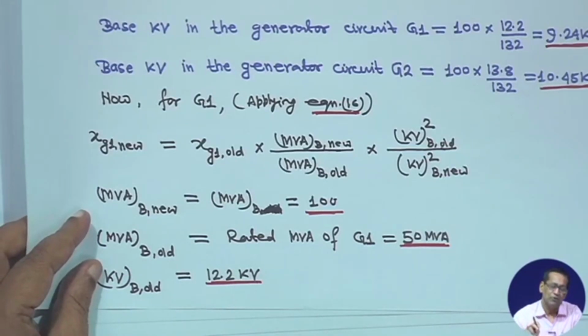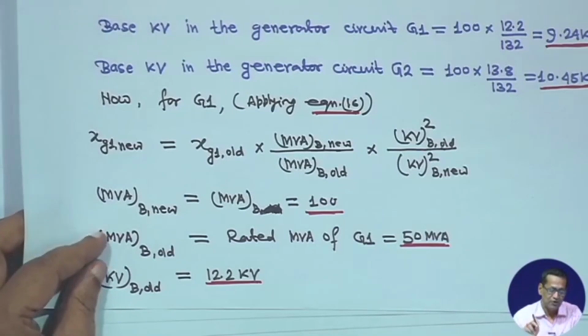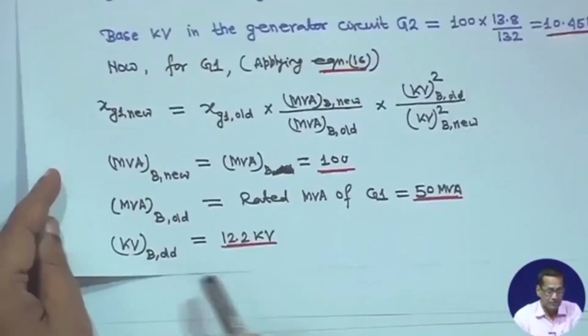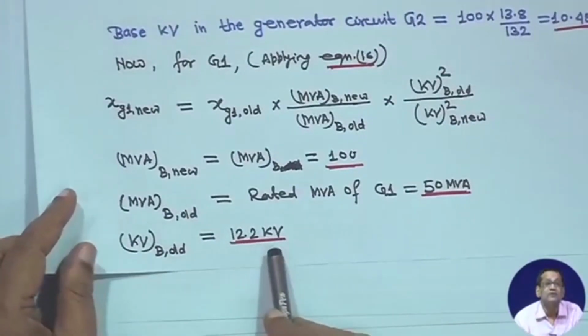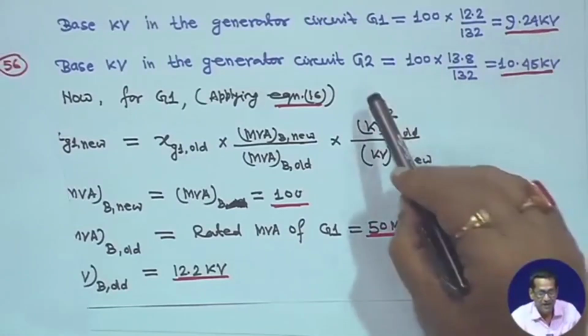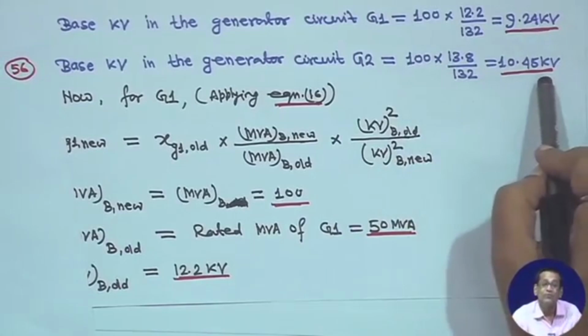So, any rated values, rated kV and MVA, are the old base, right, and the new one is whatever you have assumed. So, this is your kV base old, that is 12.2 kV. And your kV base new, whatever you have computed, for generator 1 is 9.24 kV and for generator 2 is 10.45 kV, right.